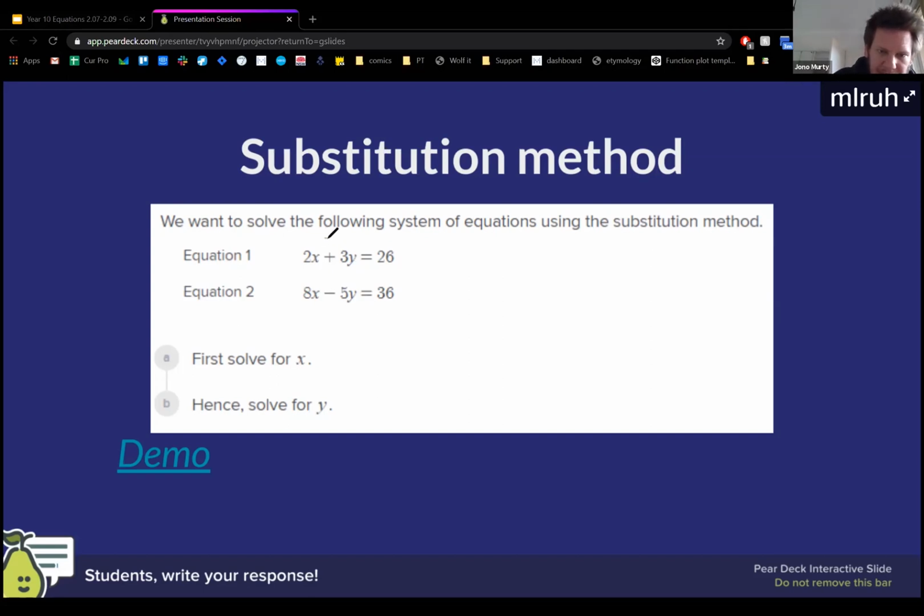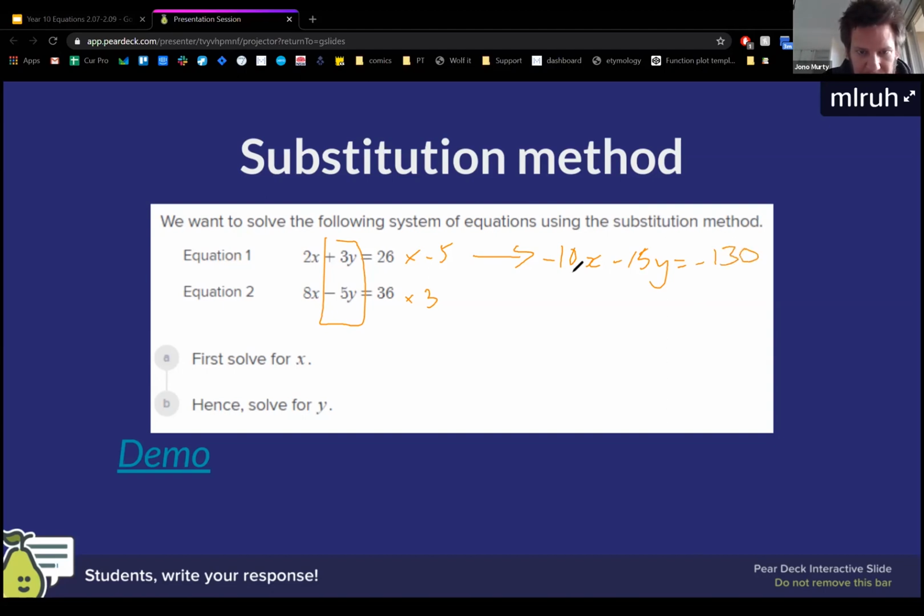Okay, so we have these two y terms, plus 3 and minus 5. We want to multiply both equations by something that will make them equal. So let's times this side by minus 5, and let's times this side by 3 and see what happens. If I times everything here by minus 5, I get minus 10x minus 15y equals minus 5 times 26 is minus 130.